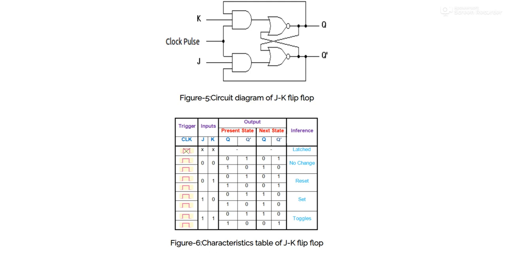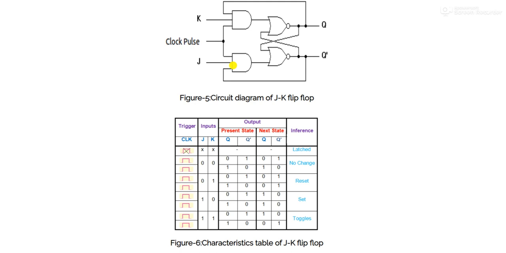So this is the circuit diagram of JK flip-flop, and in JK flip-flop the output Q is connected to the K input and the output Q bar is connected to the input gate of the J input. Okay, the problem that we faced in SR flip-flop regarding the forbidden state, that is S equal to 1 and R equal to 1.